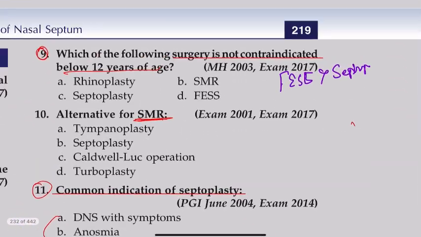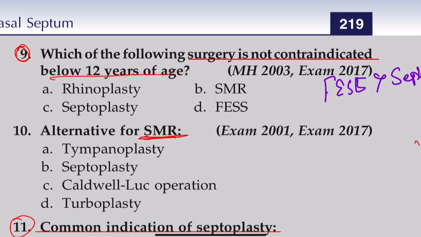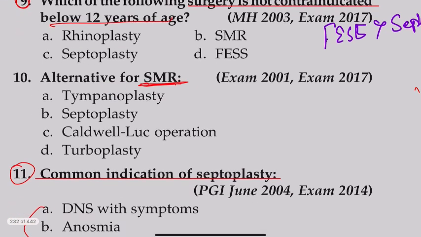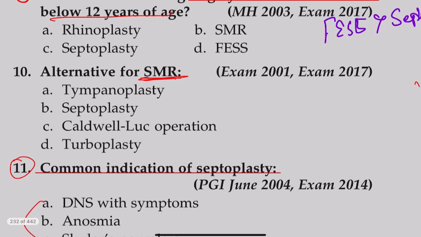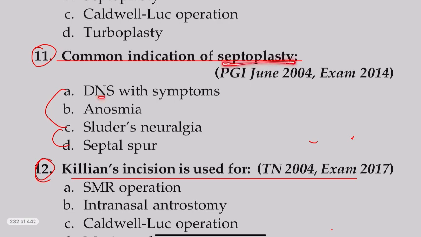Next question: which of the following surgeries is not contraindicated below 10 years of age? That is septoplasty and FESS both, but here we choose FESS. FESS is more appropriate. The alternate for SMR is septoplasty. Similarly, the common indication of septoplasty is DNS with symptoms. That's right. Anosmia, no. Sluder's neuralgia, yes. Septal spur, yes. So A, C and D are the answer.